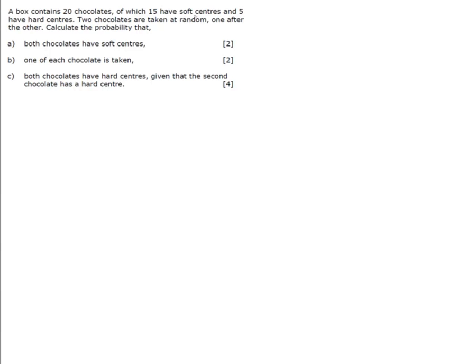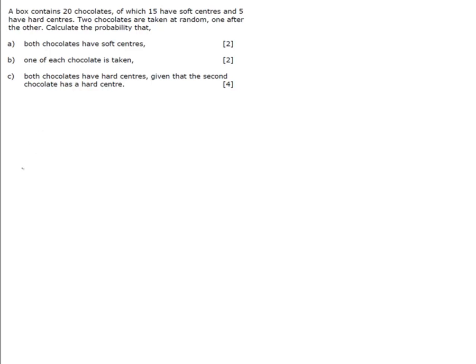2 chocolates are taken at random, one after the other. Calculate the probability that both have soft centers, one of each chocolate is taken, and both have hard centers given that the second has a hard center. So the easiest way at this point to do this calculation is going to be to draw a tree to represent it.